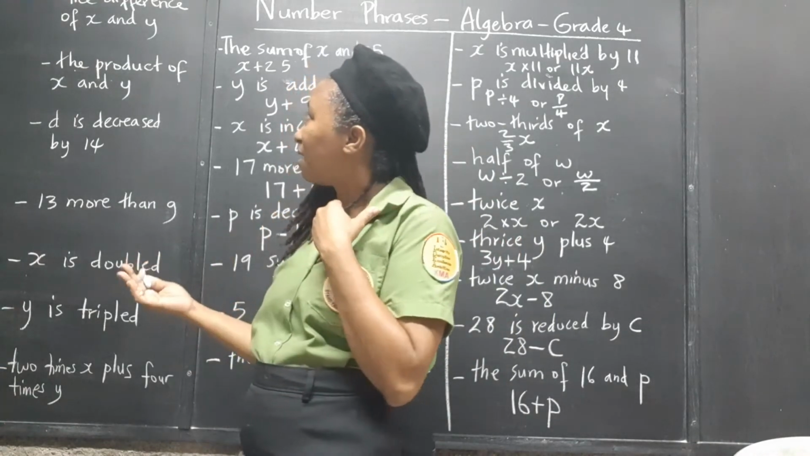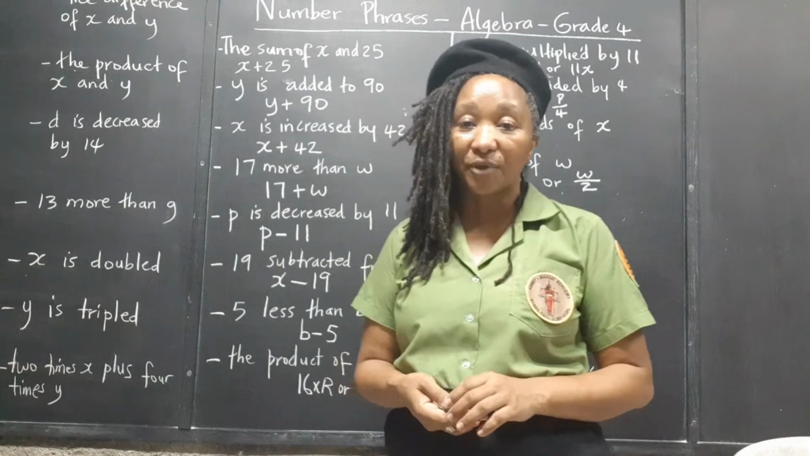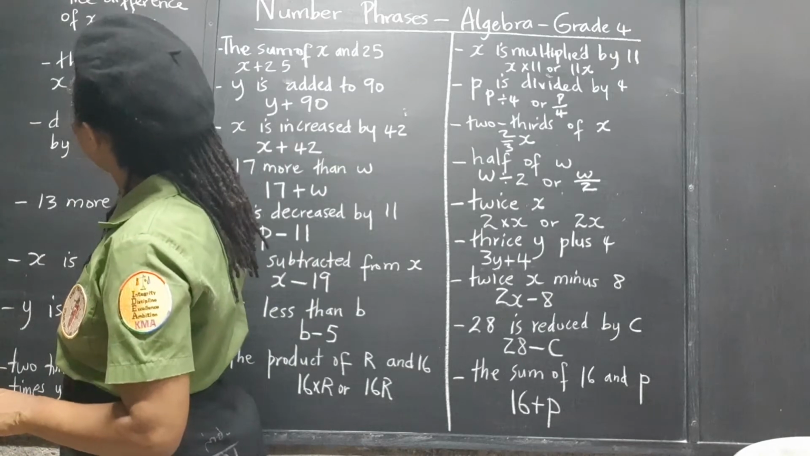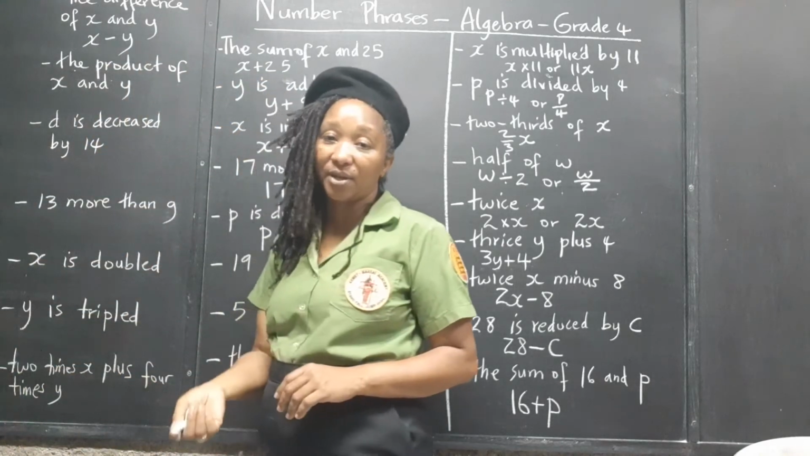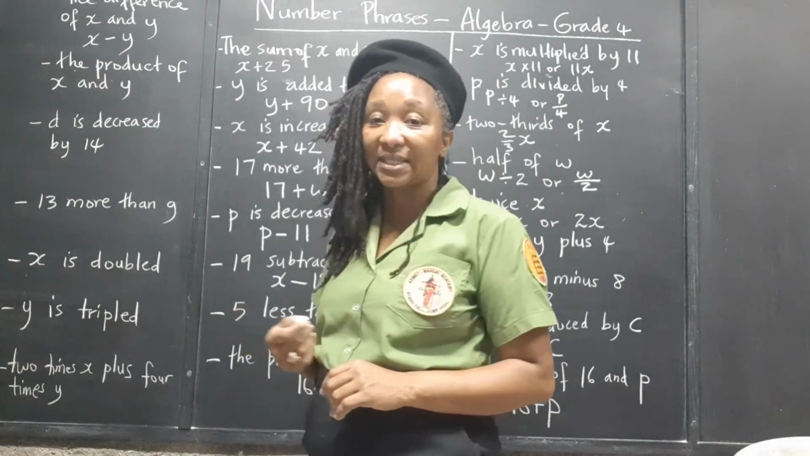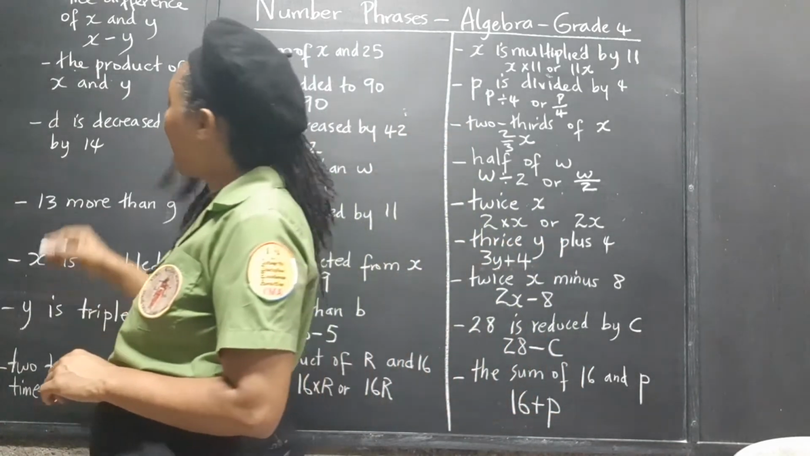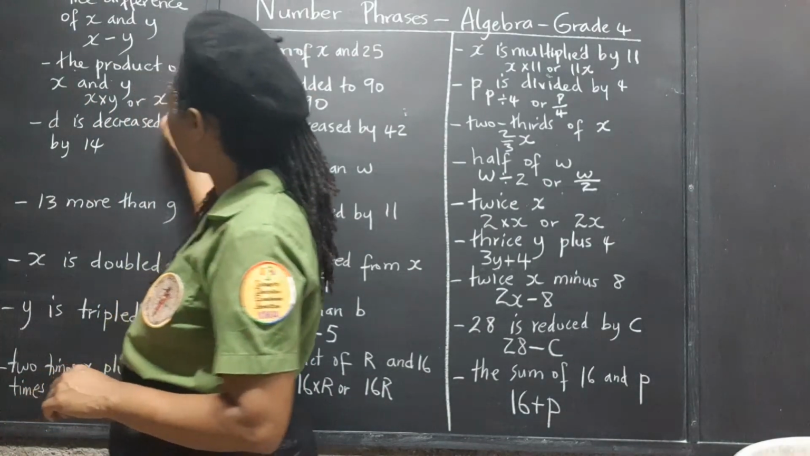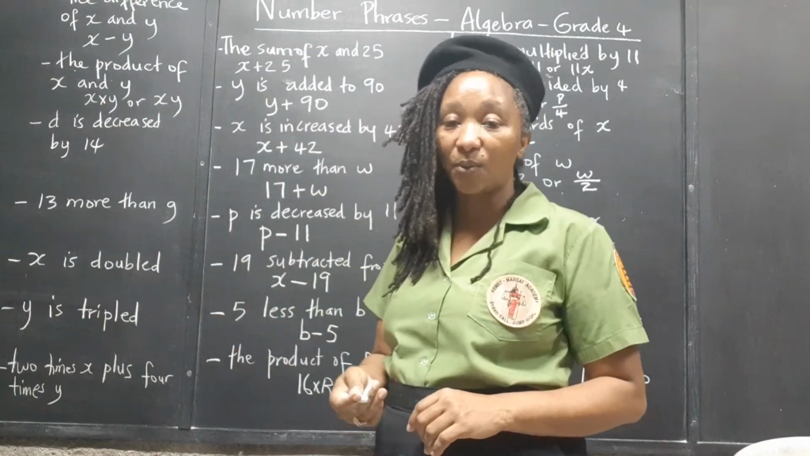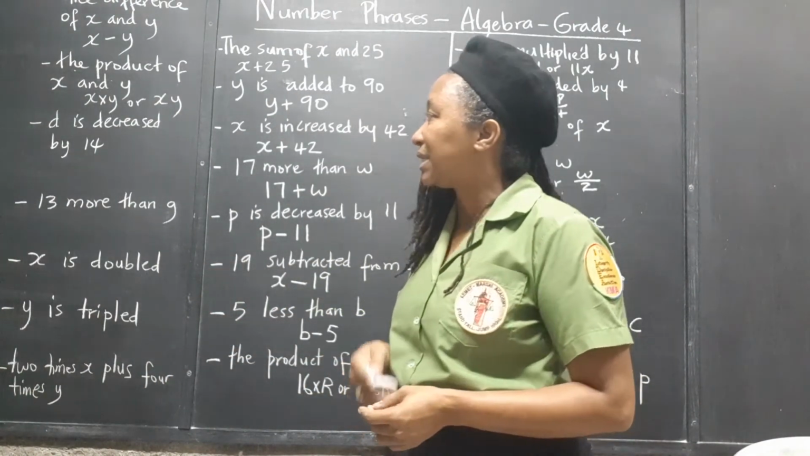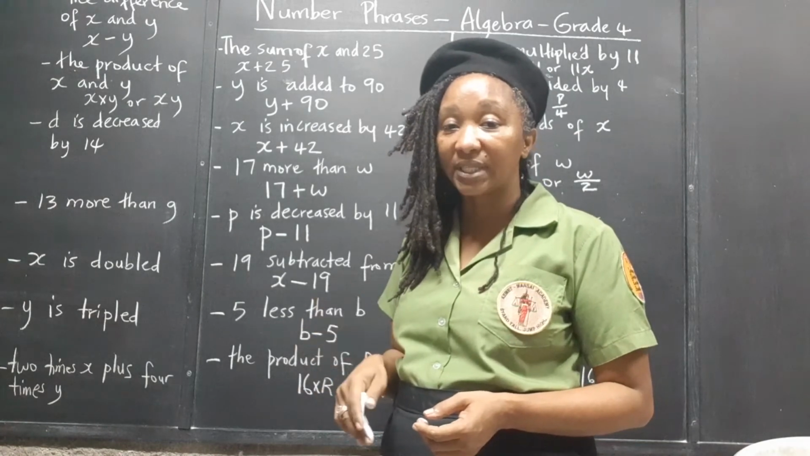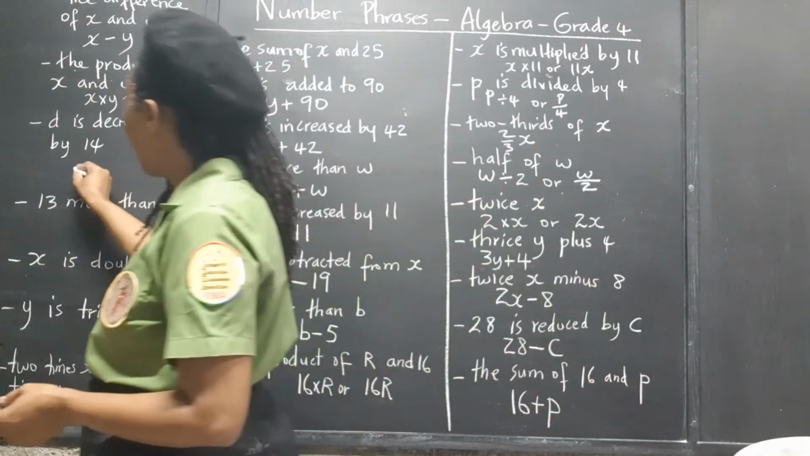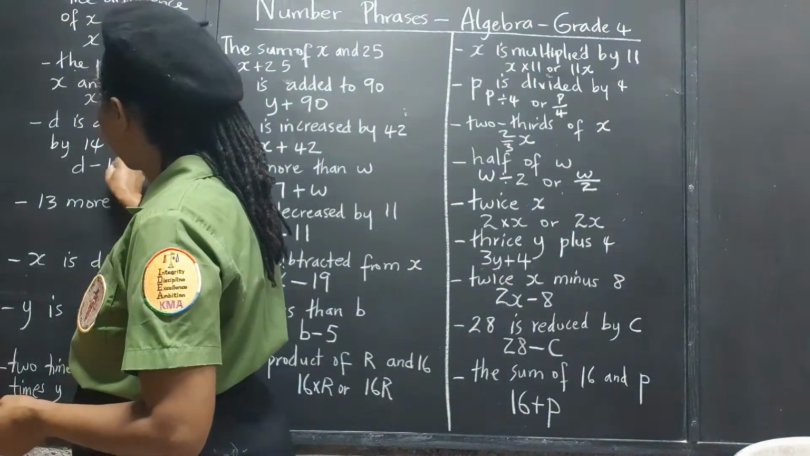The difference of x and y. Difference means we subtract. So that will be x subtract y. X minus y. The product of x and y. Product means we multiply, so that's x times y, or we can just write xy. D is decreased by 14. Decrease means get less. So D subtract 14.